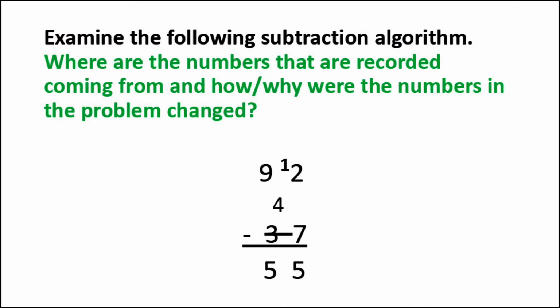So take a minute to look at the following subtraction algorithm and think about where the numbers that are recorded are coming from and how or why they were used in the problem. And think about how or why the numbers in the problem were changed. And just to be clear, that 2 looks like it was made into a 12, and the 3 looks like it was marked out and made into a 4.